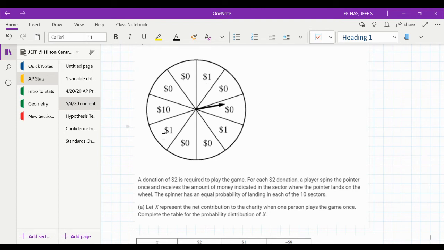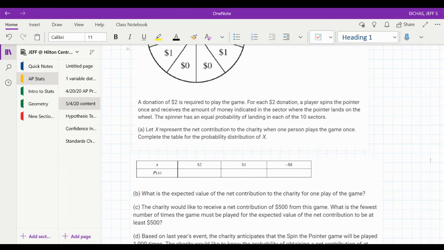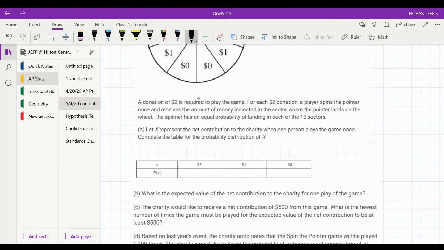So what I did was just counted up all the different types. And what we have is 6 zeros, 3 $1 payouts, and one $10 payout. Okay. So go ahead and read that and make sure that you're following. Basically, then what they're looking at is for the probability. Okay. So it's 10 equal spaces, so each space has a 0.1.